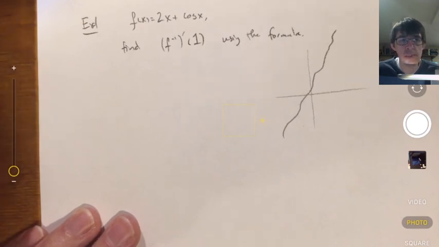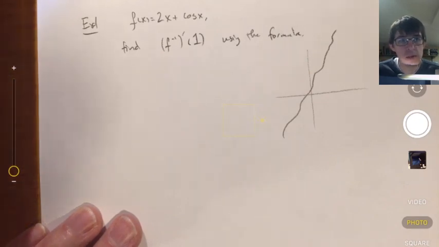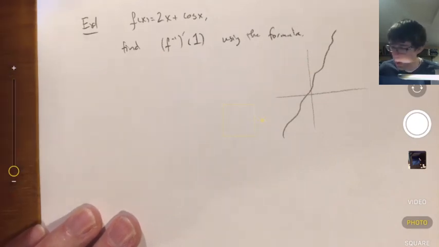So f of x is 2x plus cosine x. And your job is to find the derivative of f inverse, even though we don't know what f inverse is. It would be impossible to find f inverse as a formula in this example, but you can still use that formula to find the derivative of the inverse. So what's it going to be?